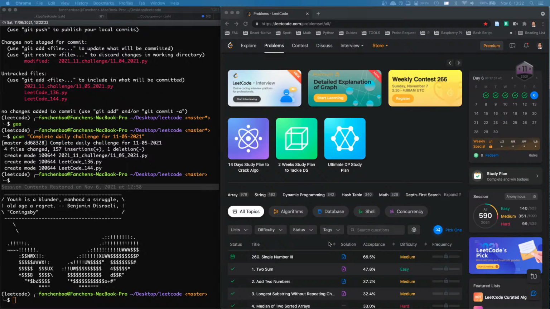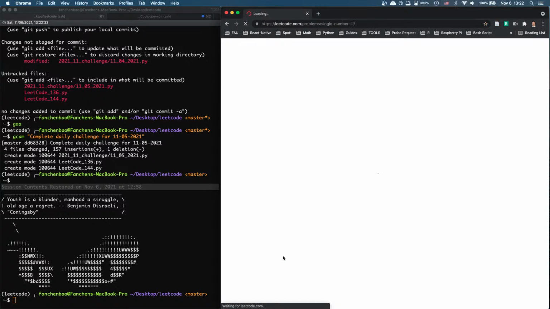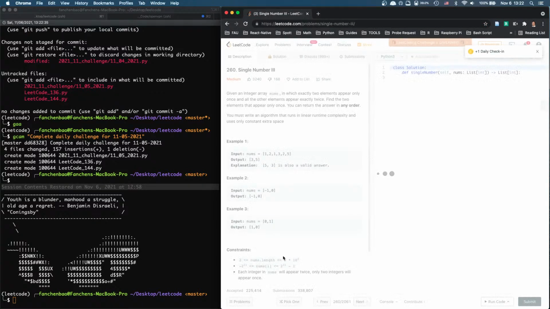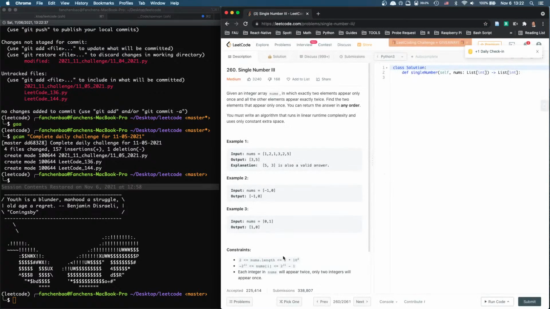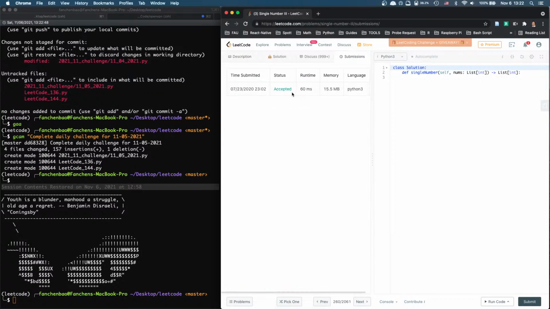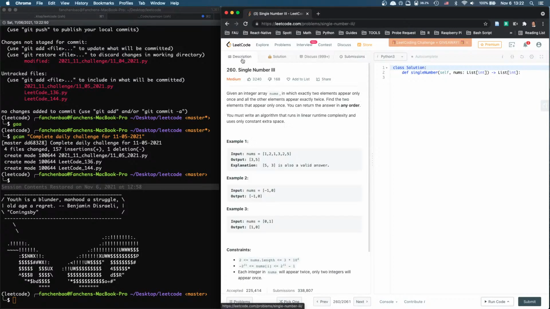Look how we have today, single number 3. If you guys remember, yesterday I did single number by itself. So, what are the odds that we can do something similar? Wow! Oh, I didn't notice. We can go out again. Oh, I've done this before. Wow, they just recycle all the problems.